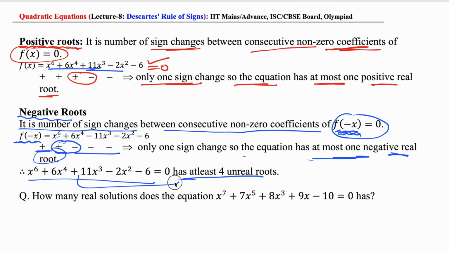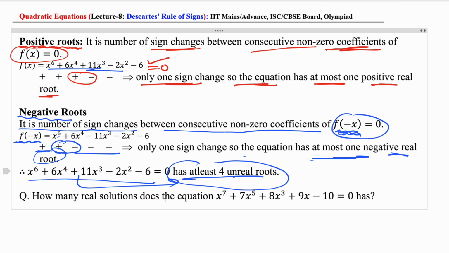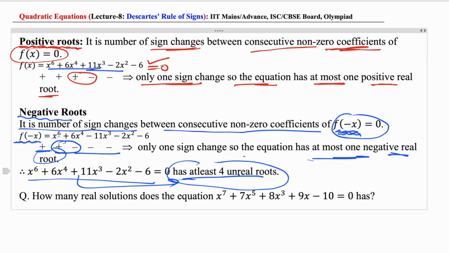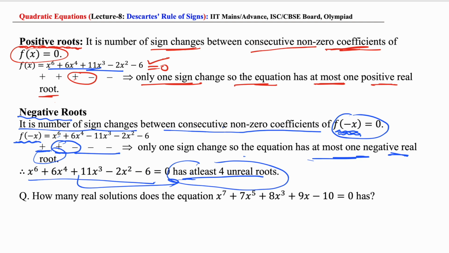What information do we get? There can be only one negative real root and one positive real root. It means there are at least 4 roots which will be unreal. That is confirmed. And there can be more than 4 as well, because the positive one or the negative one can also be unreal. This is the maximum counting.